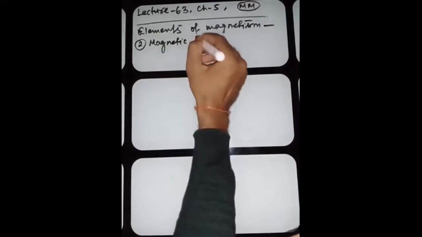The second one is the magnetic field intensity.